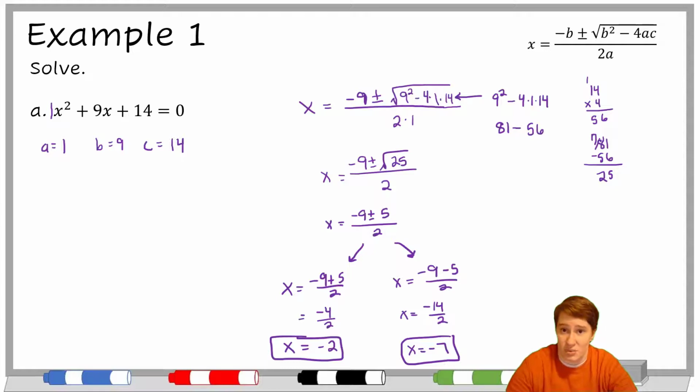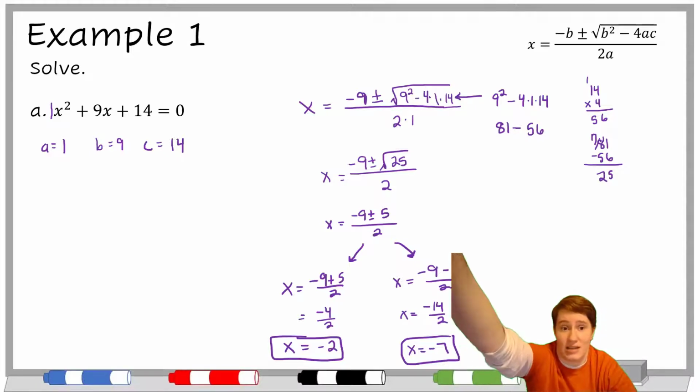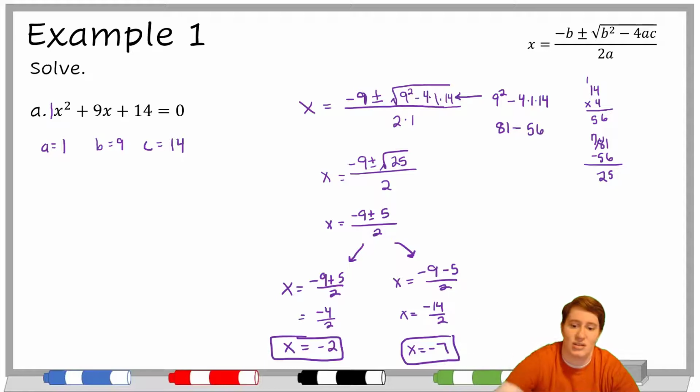Now I'm going to be honest with you. If we get a nice answer like this, like whole numbers, integers, whatever you want to call them, even if we get nice fraction answers, this actually means that we could have factored. So if we look back at the problem, and you may have realized this at the beginning, there is something that multiplies to get 14 and adds to get 9. That's 7 and 2. So we could have split it into 2 parentheses and solved it that way.